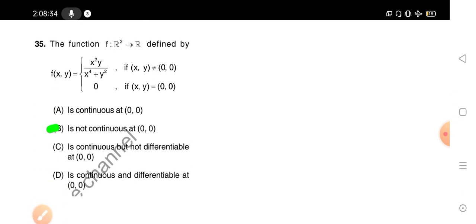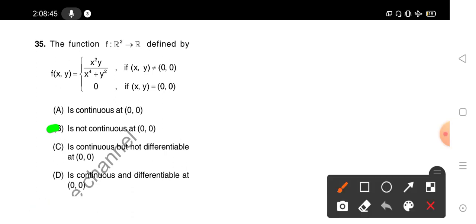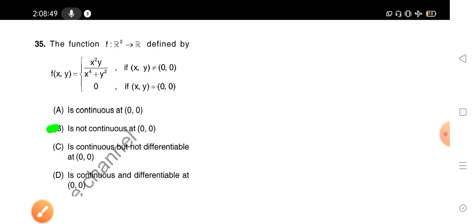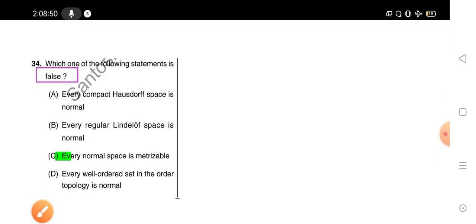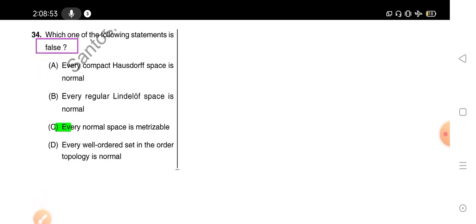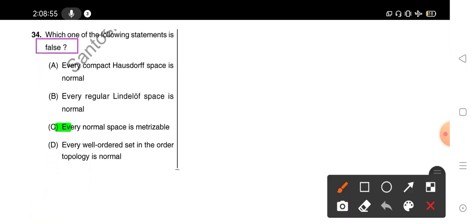The function f from R2 to R defined by f of (x,y) equal to x square y upon x raised to 4 plus y square if (x,y) is non-zero, and 0 if (x,y) equal to (0,0). Then f is not continuous at (0,0). Which one of the following statements is false? Here they ask for a false statement.